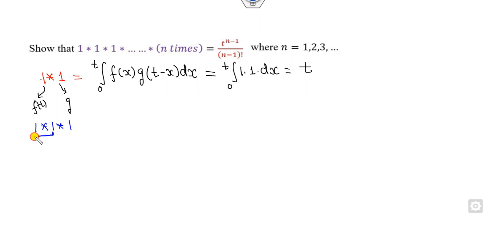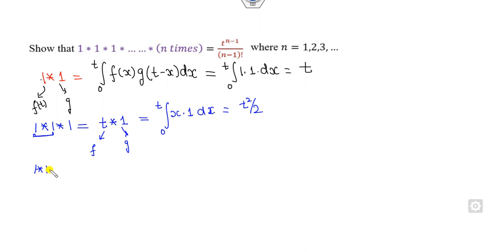Then for the second component, what is the answer? I take this as my small t star 1. This is my f, this is my g. Again I substitute this value here. What is f of x? x, and g of t minus x is 1. So what is the integration of this? It's x square by 2, that means t square by 2.